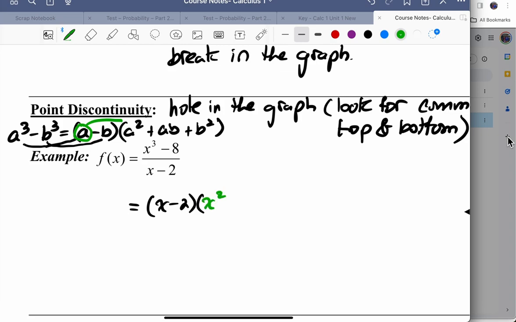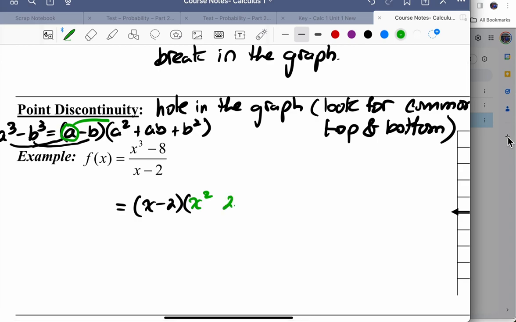Then multiply the a and b values. So a and b, x and 2, so 2x. And then square that last value to give you 4. And just get your signs in there.